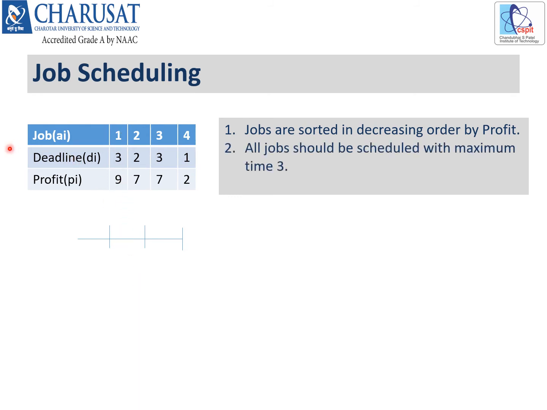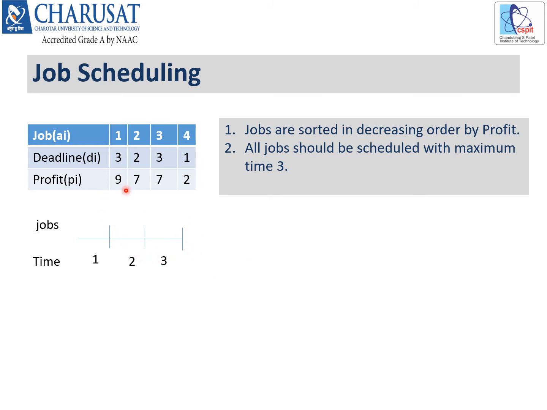After that, by looking at the deadline, we can see that we have total 3 time units available to execute these 4 jobs because the maximum deadline of job is 3. So here we have to create time slots, where time slots available are 1, 2 and 3. Okay, now we have to schedule this job such that we can get the maximum profit.